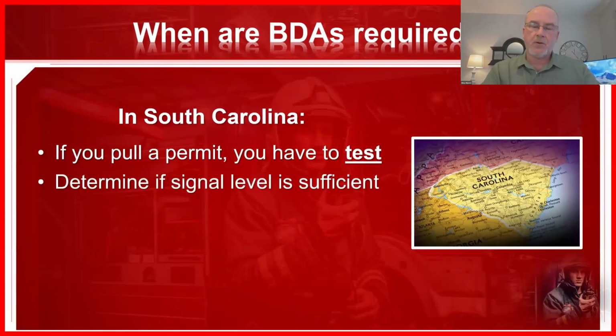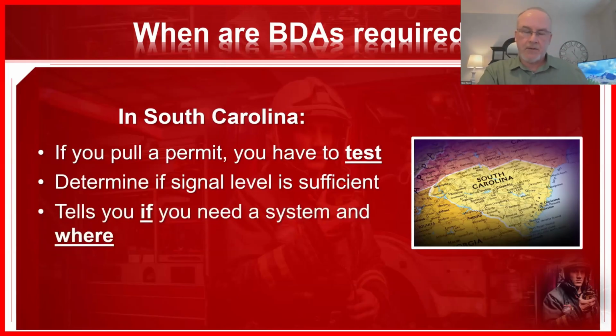We'll go through testing here in just a moment. It's going to determine if the signal level inside the building is sufficient for the two-way radio to work properly, for the guy or gal inside the building to be able to hear and communicate. All right. So you always have to do the testing to determine if the signal level is sufficient. This tells you if you need a system. Okay. If everything passes, you won't need one. You'll submit those reports to the AHJ and they'll be good to go. Nothing required. If you do need one, it will tell you where you need it.